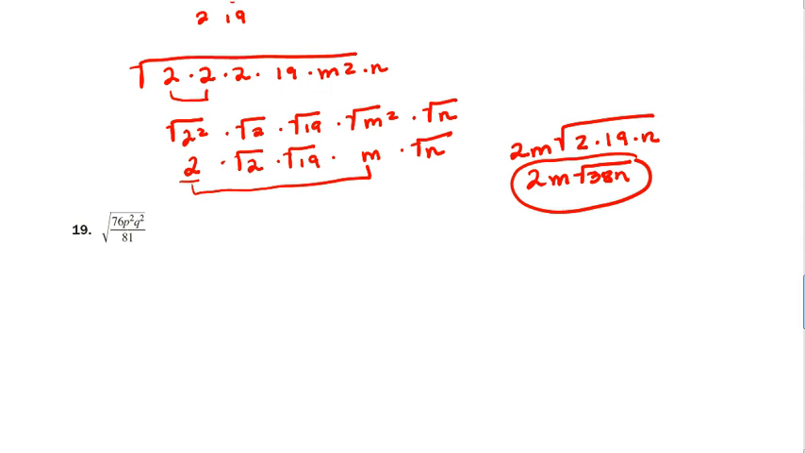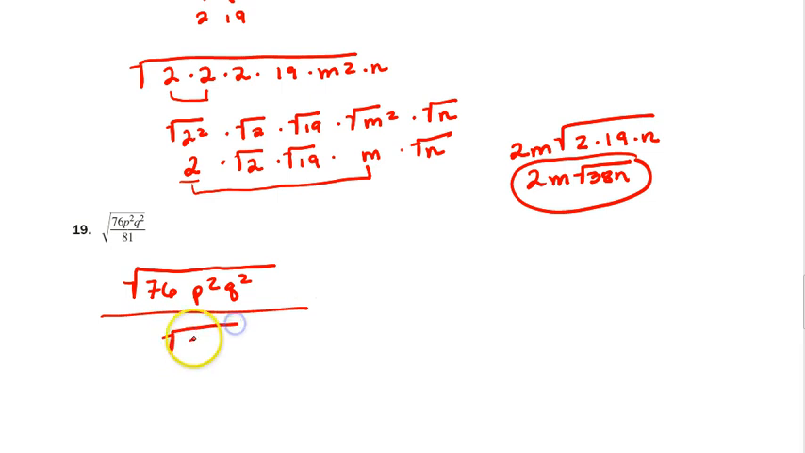All right, let's do one more. Again, this is a quotient. So I'm going to convert this to the square root of 76 p squared q squared over the square root of 81. Now, this one's going to be a lot easier because I know the square root of 81 is 9, because 9 squared is 81. So, on the bottom, I know I've got a 9.